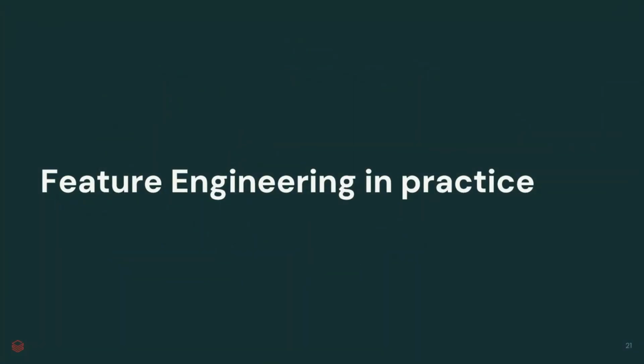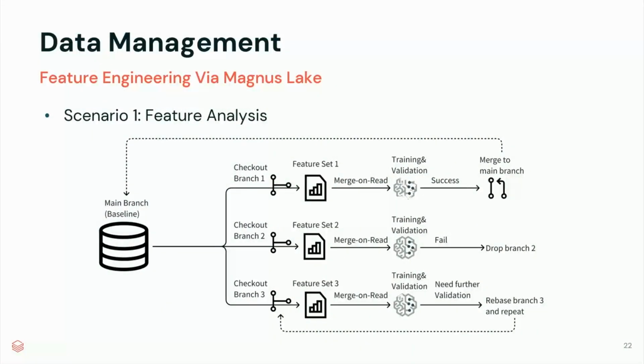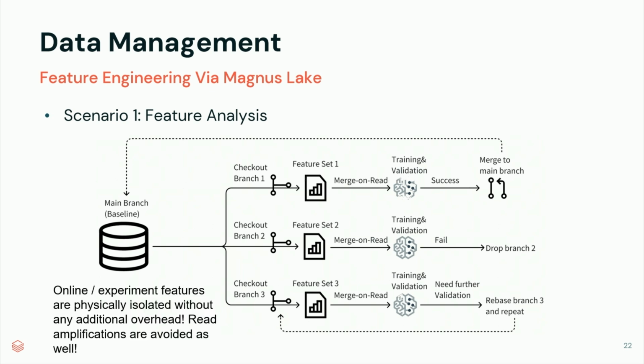Okay, let's take a look at the feature engineering practice with Magnus Lake. First is the feature analysis scenario. Every algorithm engineer can check out a new branch where he can backfill the features he wants to analyze. And during the training, only the required features are read. The benefit is that features are perfectly isolated among different branches without any storage overhead. And there won't be any read implications when loading the features as well.